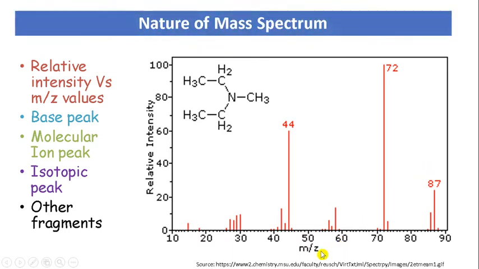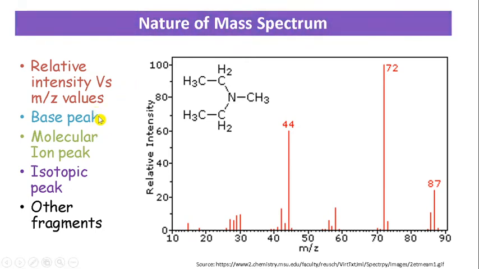What is meant by m/z value? m/z means mass to charge ratio. It is called m/z or m/e also. Now when we observe this spectrum, we can see several peaks here. Some peaks have more intensity, some have less intensity. So in this spectrum, there is a base peak, a molecular ion peak, an isotopic peak, and other peaks due to other fragments.